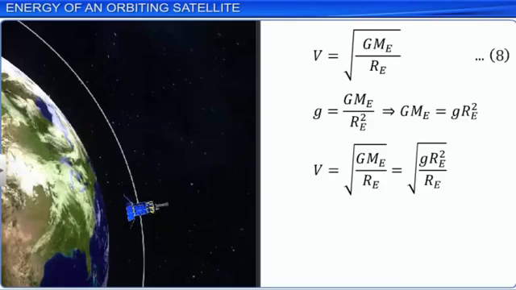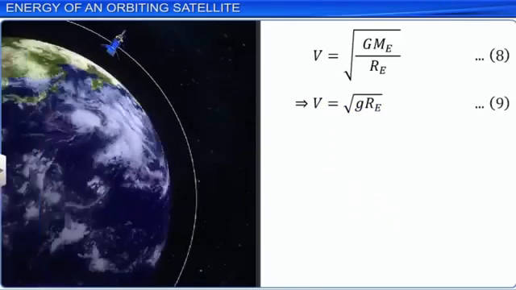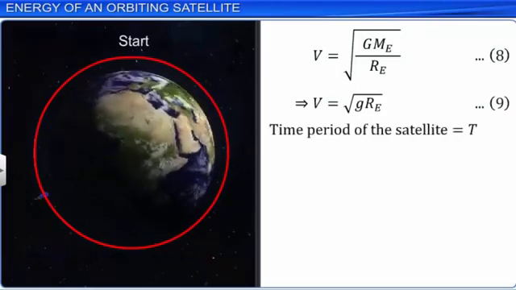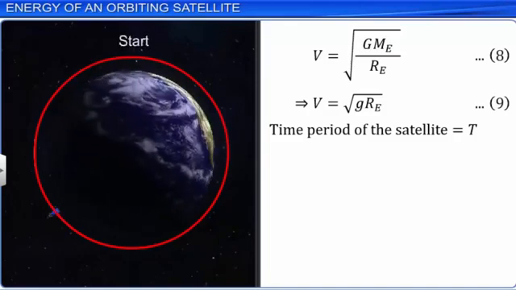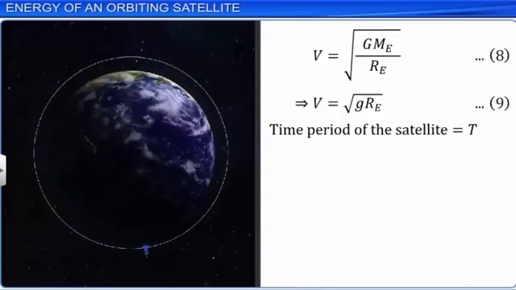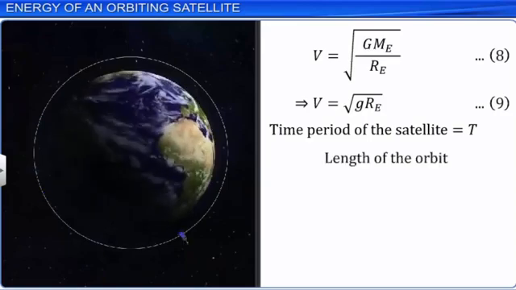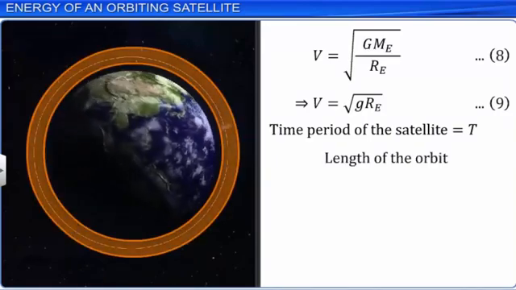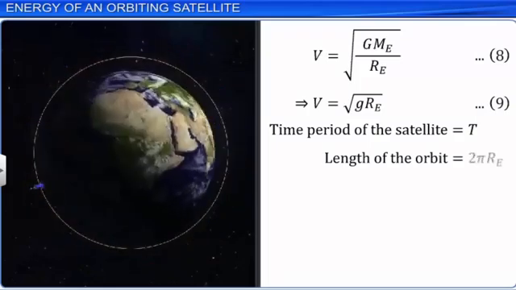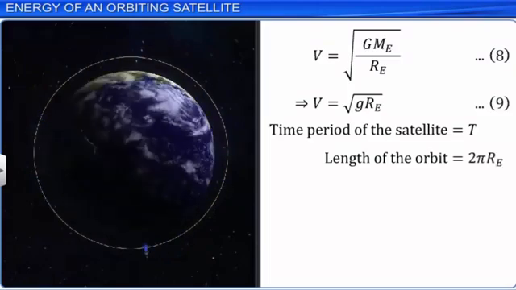The speed of the orbiting satellite can also be obtained using the relation between the time taken by the orbiting satellite in its orbit, T, also known as the period of the satellite, and the length of the orbit. As the orbit is circular, the length of the orbit is the circumference of the circle, 2 pi RE. Thus, the speed of the satellite in its orbit is given by the expression v is equal to 2 pi RE divided by T. On rearranging the expression, you get the time period as T is equal to 2 pi RE divided by v.